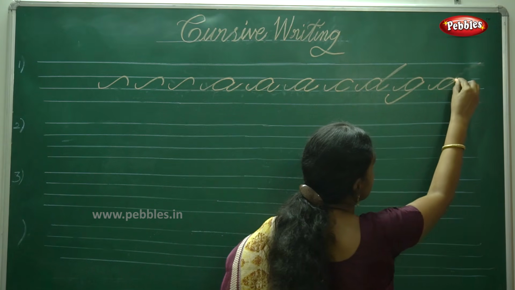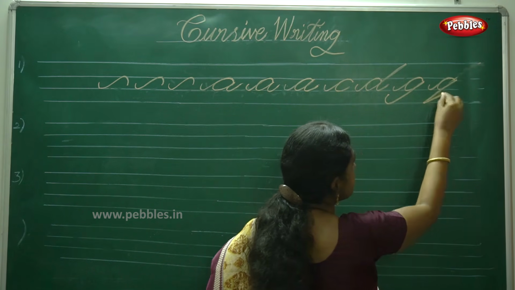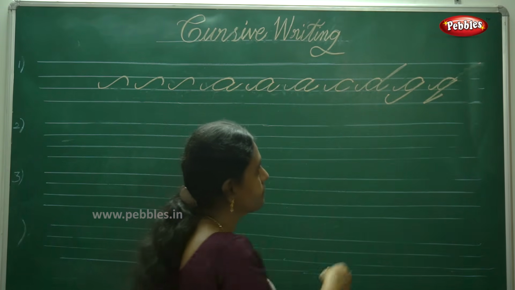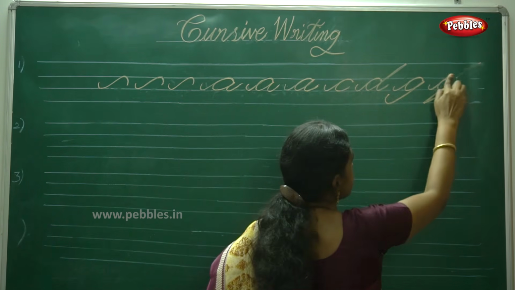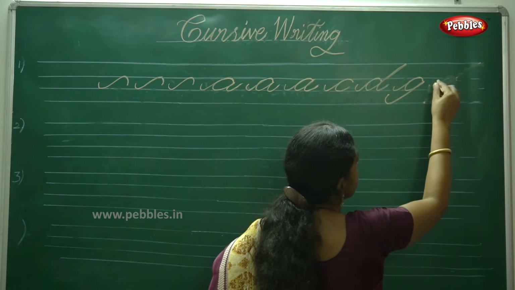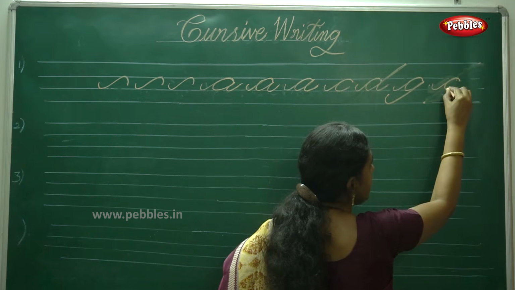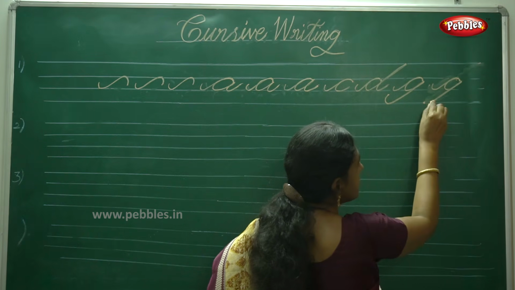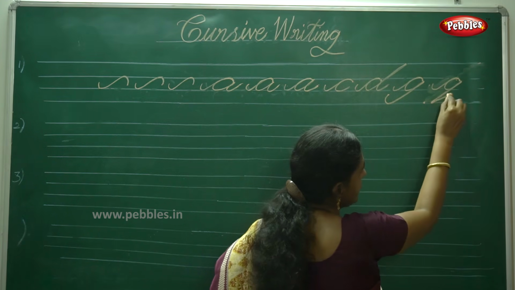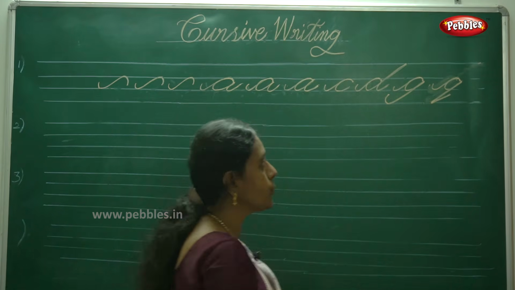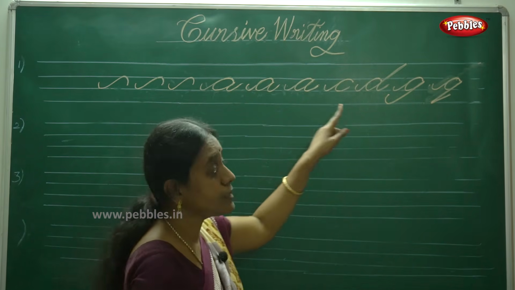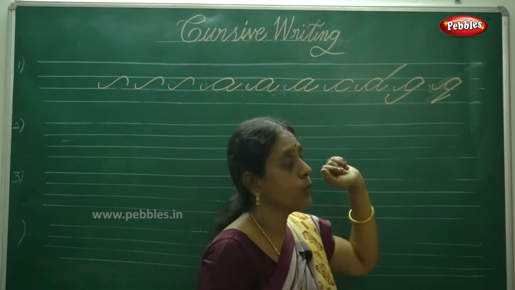Then Q. Draw a stroke, make it oval shape, then slanting, touch the descender line and draw the stroke. Q. A, C, D, G, Q.